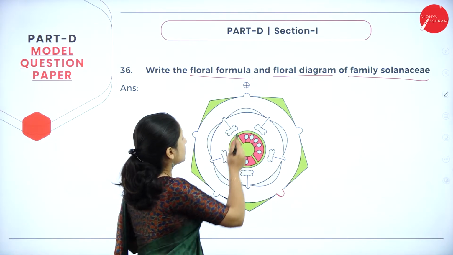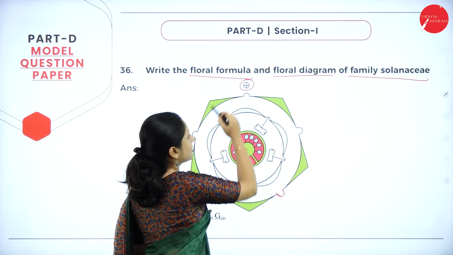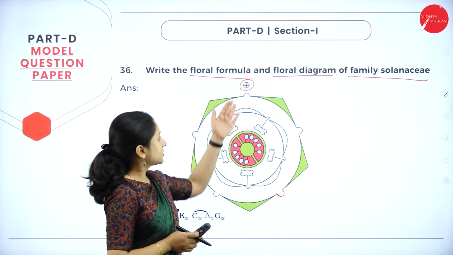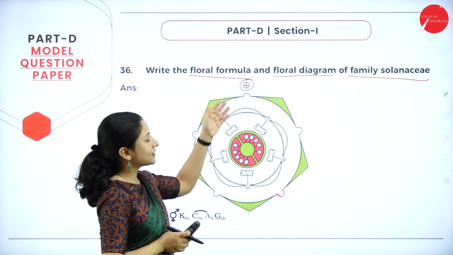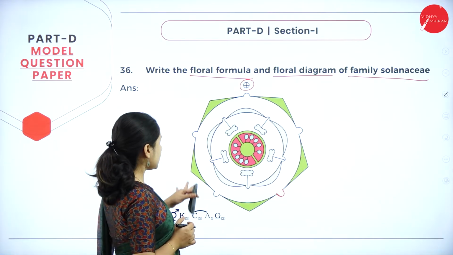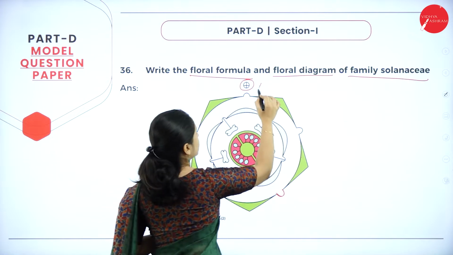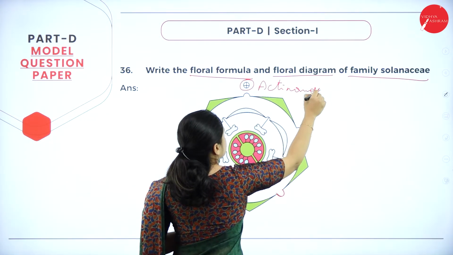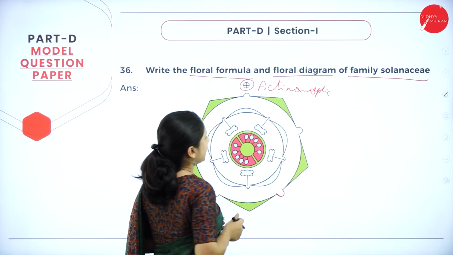Next, write about the radial nature of the flower. What is the symmetry of the flower? This flower is exhibiting, it is actinomorphic, right? So it is actinomorphic. You have to mention this symbol is for actinomorphic. All this has to be very neatly mentioned.